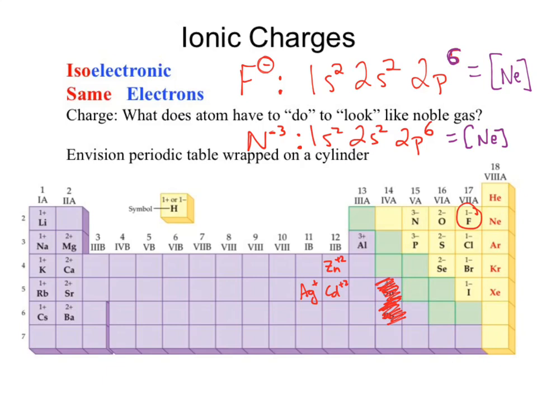So when we're looking at our ions, what we're trying to do is get as close as we can to a noble gas. Trying to look all rich and hoity-toity. That's why we buy fancy cars. We're trying to look like the noble gases.